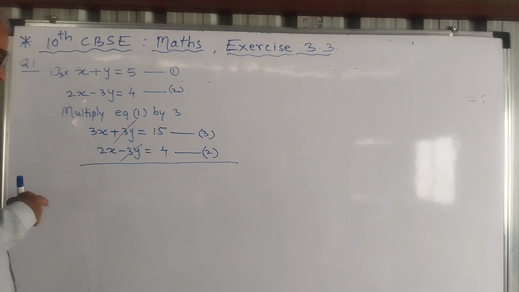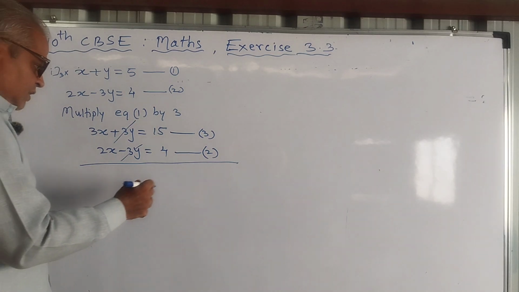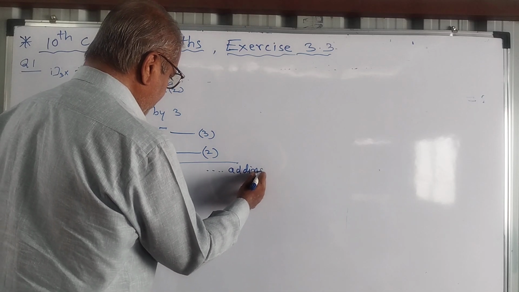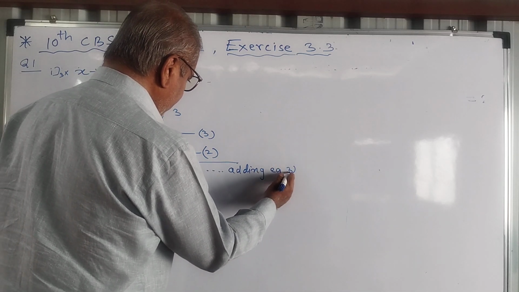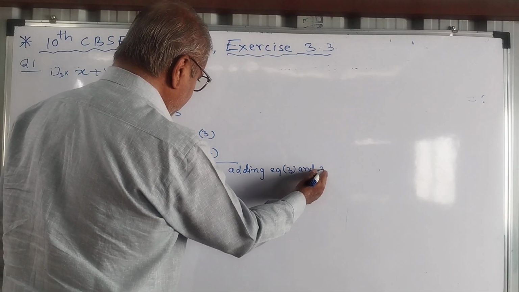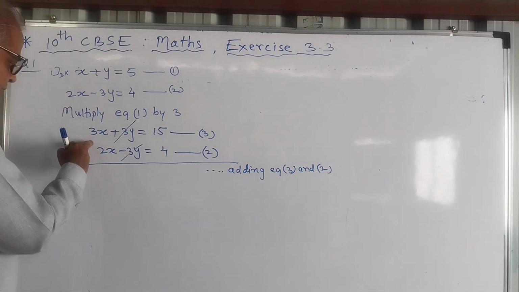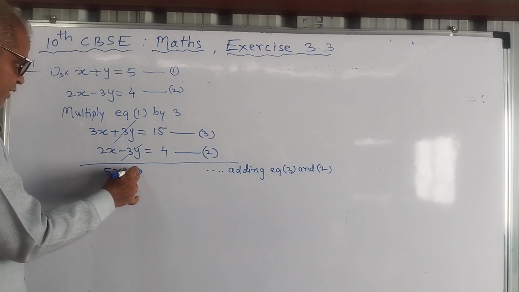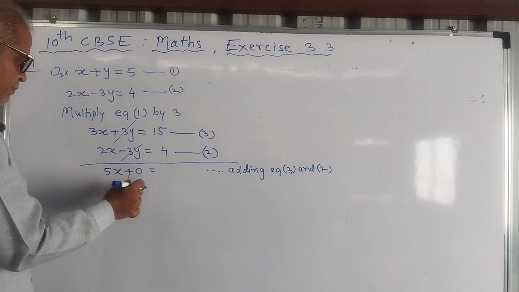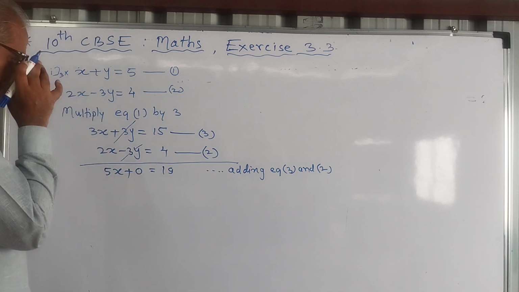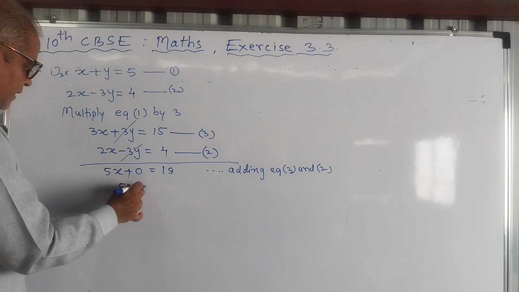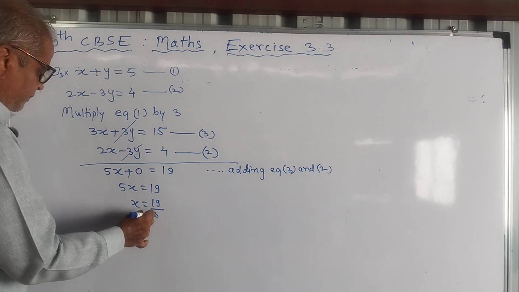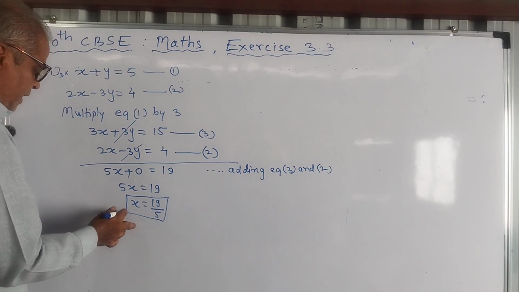When you are not changing the sign, that means you are adding both the equations. So I can write the reason here: adding equation 3 and equation 2. So 3x plus 2x is 5x, 3y minus 3y is 0, is equals to 15 plus 4 is 19. So 5x is equals to 19. So x is equals to 19 upon 5. So we got the value of x.